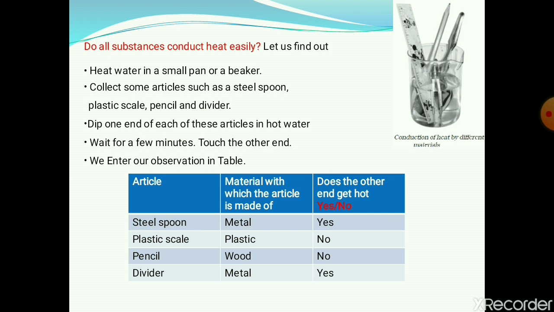Steel spoon, which is made of metal, becomes hot. Plastic scale, which is made of plastic, does not become hot. Pencil made of wood does not become hot. Divider made of metal becomes hot.